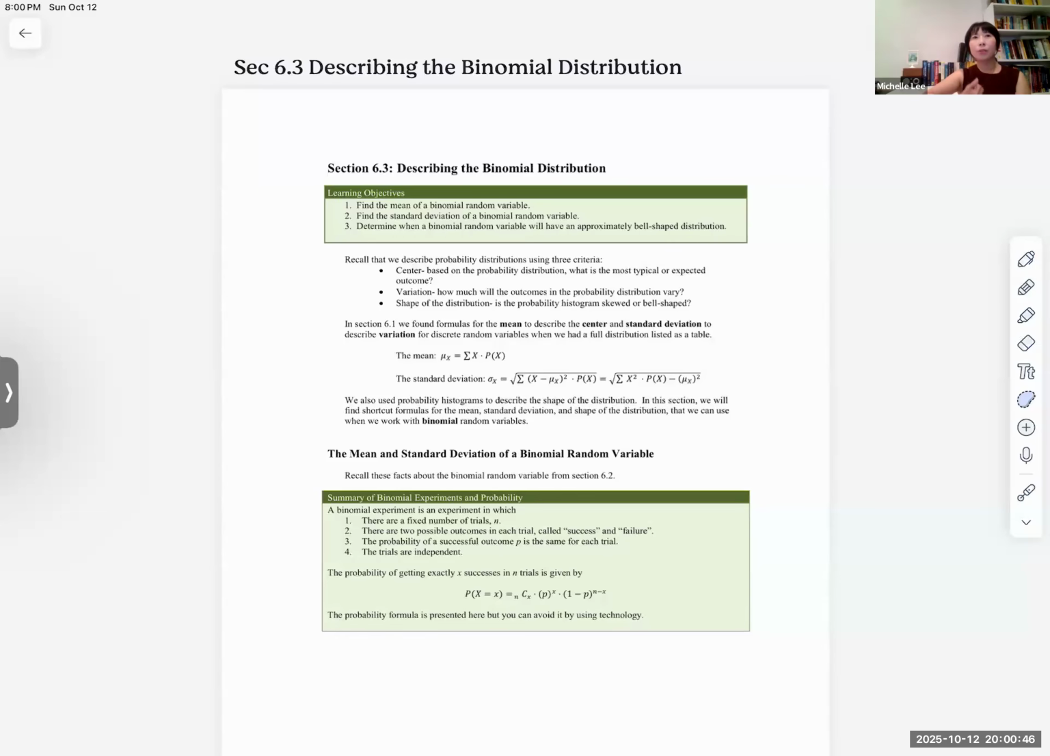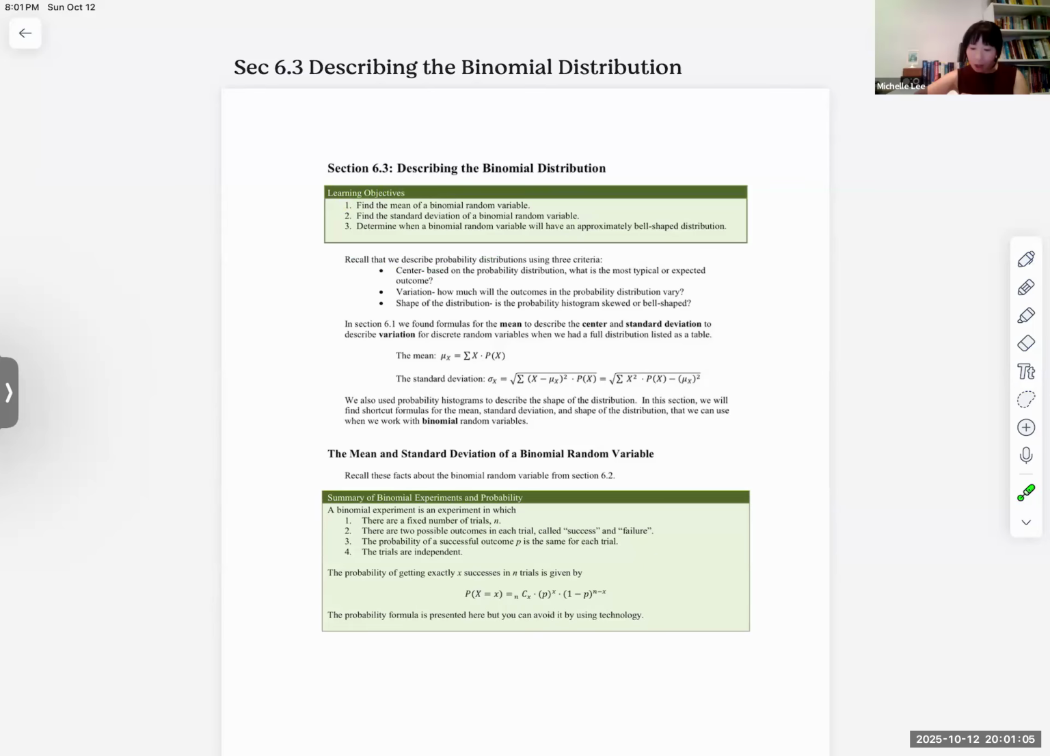Hello everyone. Today we're going to learn section 6.3, describing the binomial distribution. So we have a learning objective here.